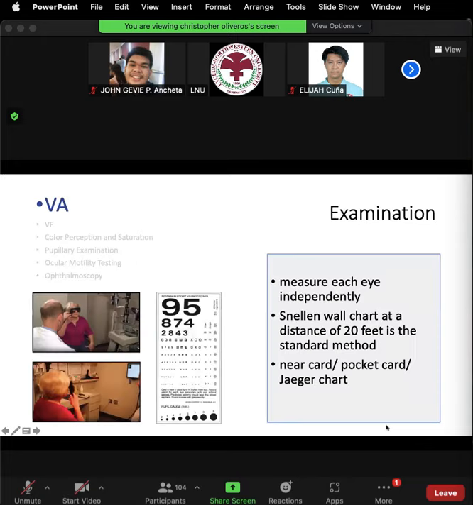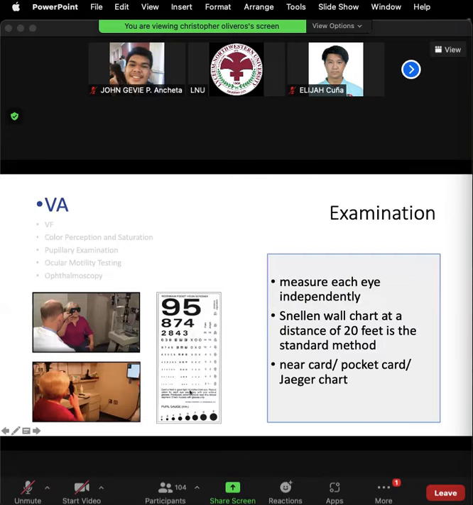Visual acuity, as with any eye examination, is the first in the neuro examination to determine the patient's clarity of vision. This is done by measuring the acuity of each eye independently. The Snellen chart at a distance of 20 feet is the standard method of determining the acuity. For patients who are admitted and we have no access to the Snellen chart, you can use the near card with good lighting.